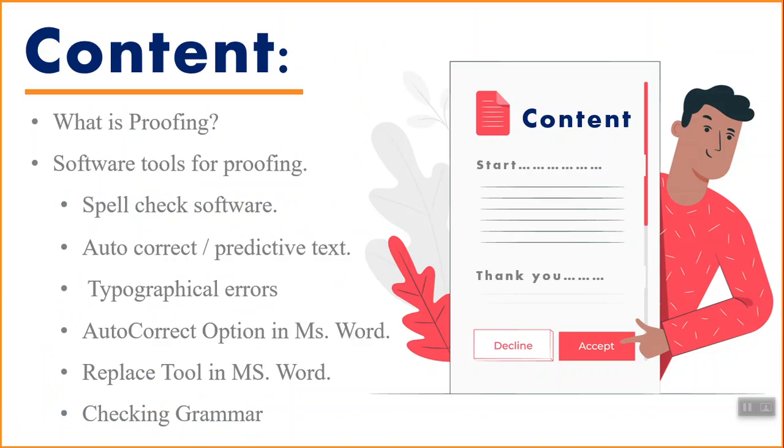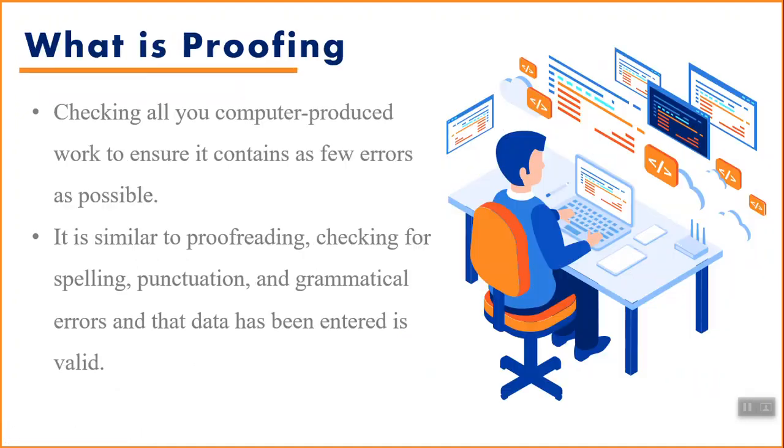These are the discussion objectives that we are going to cover in this chapter. What we learn. What is our agenda for this discussion? We should be familiar with proofing itself, what is proofing, software tools for proofing, Spellcheck software, and lots of other things that we should talk about one by one.